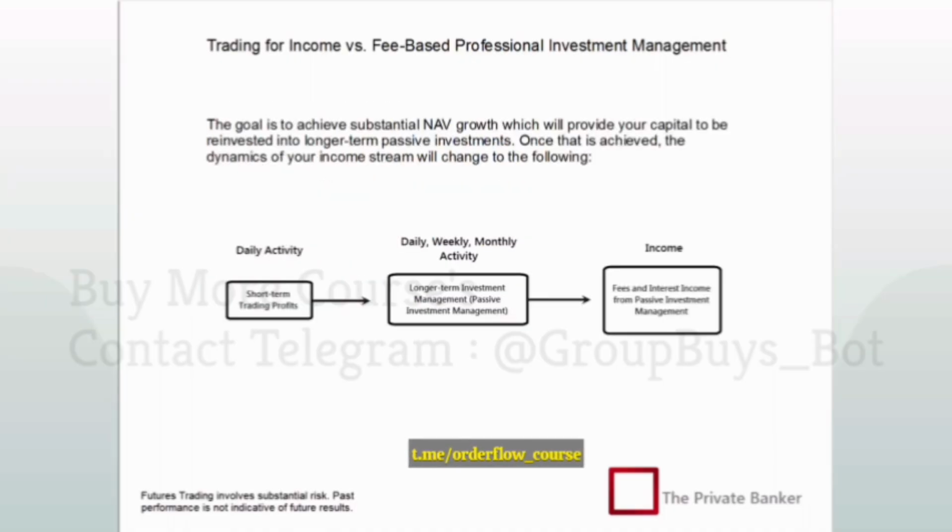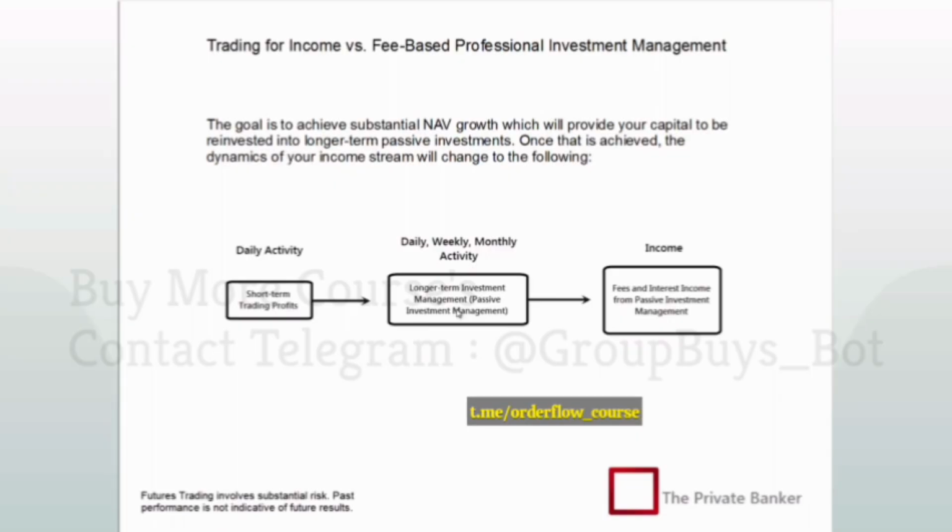And the goal is to achieve substantial NAV growth, which will provide capital to be reinvested in longer-term passive investments, as I've been talking about. Once that's achieved, the dynamics of your income stream will change to the following. So, here's our daily trading. Those short-term trading profits are then reinvested into longer-term, more passive investments, and we can manage that on a daily, weekly, monthly, or however you see fit. And then the income ultimately that you'll be receiving, and this isn't some get-rich-quick scheme or any silly thing like that, this is just trying to outline what it would look like once you get to that level.